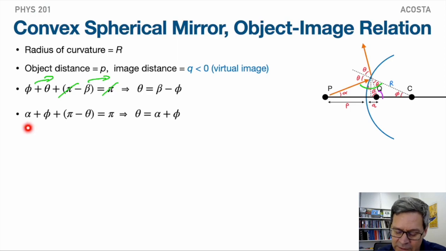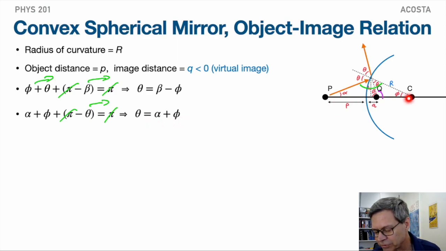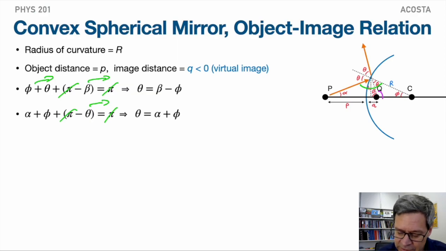So I have alpha plus phi plus pi minus theta, and that has to add up to pi for it being a triangle. Once again, the pi's cancel on both sides. I can then solve for theta by moving theta to the other side of the equation, and I have that theta equals alpha plus phi using that larger triangle as opposed to the first triangle, which was the one inside to the right. Okay, two relationships for theta. So I can eliminate theta by setting those equal. Right, so I'm going to set that equal to alpha plus phi.